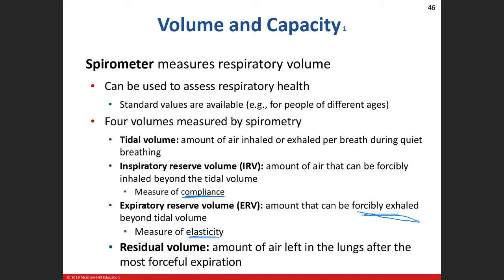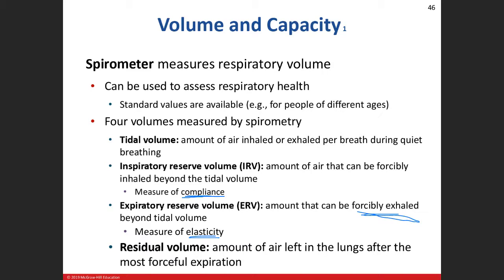because your elastic fiber numbers decrease over time. Emphysema is another thing that can cause an issue with the ERV because it will destroy those elastic fibers. We'll talk more about that in a second. After I force that breath out, I push it out as hard as I can, you still have air in your lungs. That is the residual volume. That's the remaining amount of air.